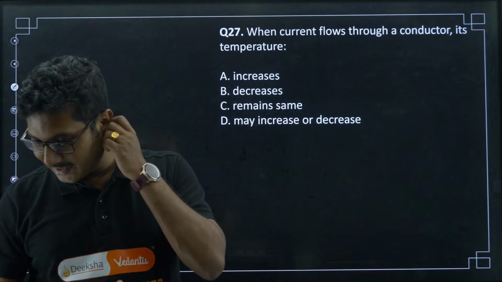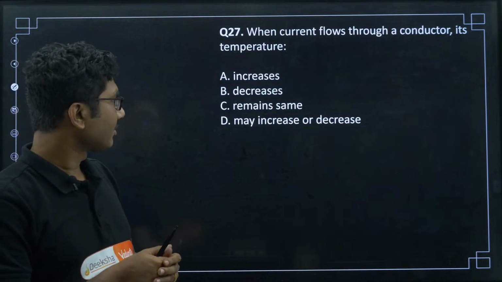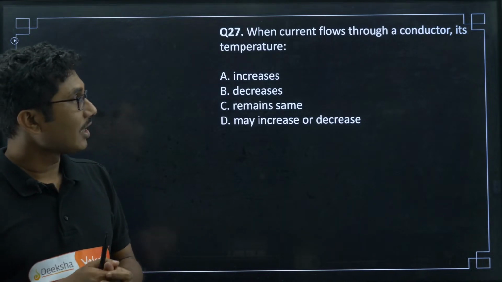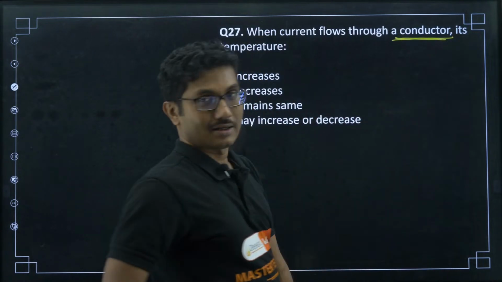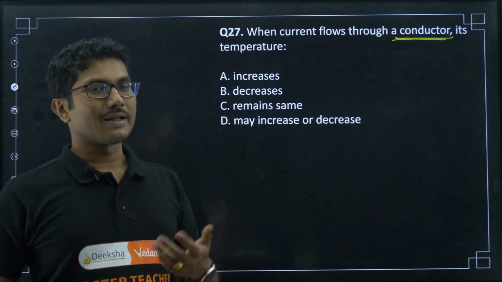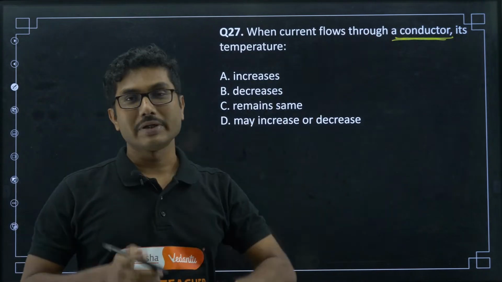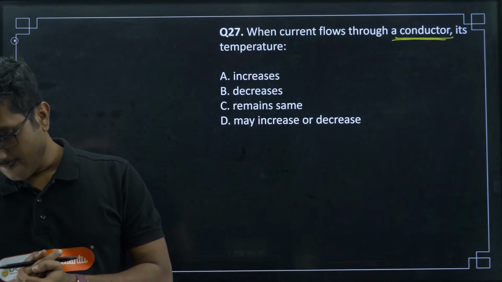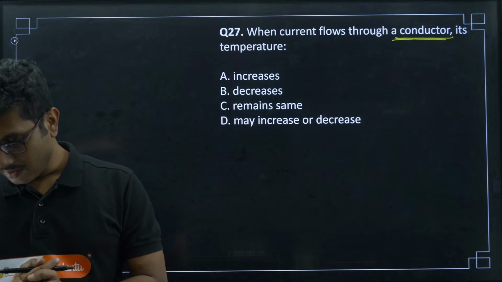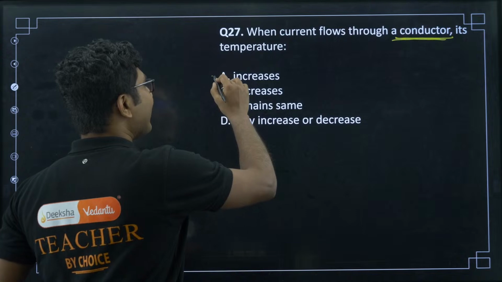Shankar answered correctly. Varija, it is talking about a conductor. There are some materials I know which can give you both results, but a conductor will give you only one result. Okay. 27A. Yes, it will always increase.